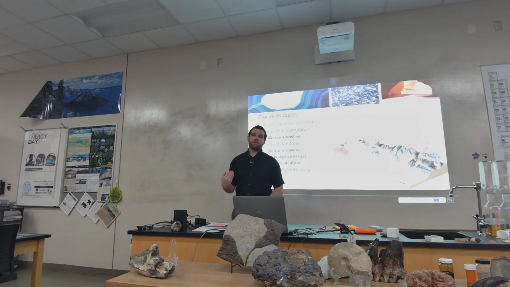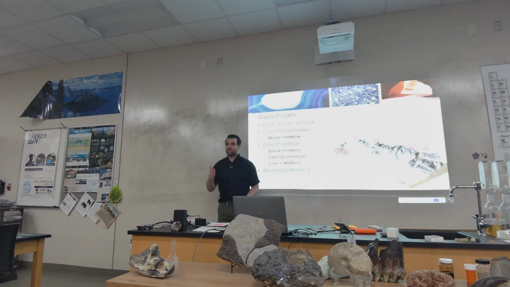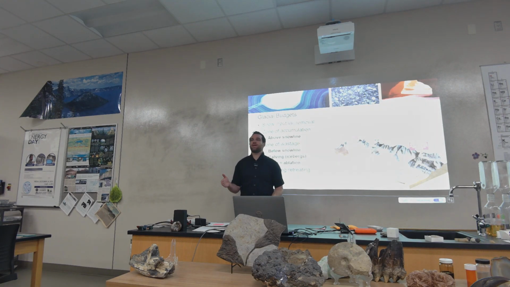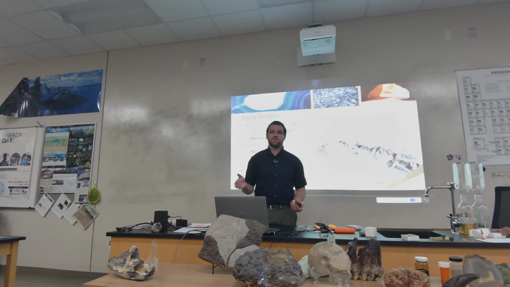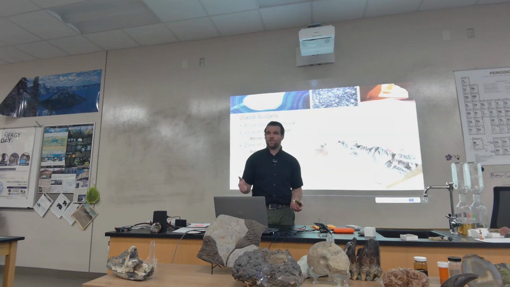If the gain in the zone of accumulation is bigger than the loss in the zone of wastage, the front of my glacier will always keep moving downhill. If the loss in the zone of wastage is greater than the amount of gain in the zone of accumulation, the front of my glacier is going to melt faster than the back can keep up with it, and the front of my glacier is going to melt uphill.